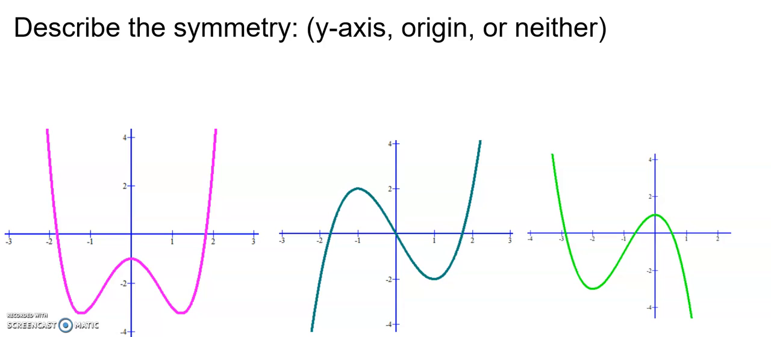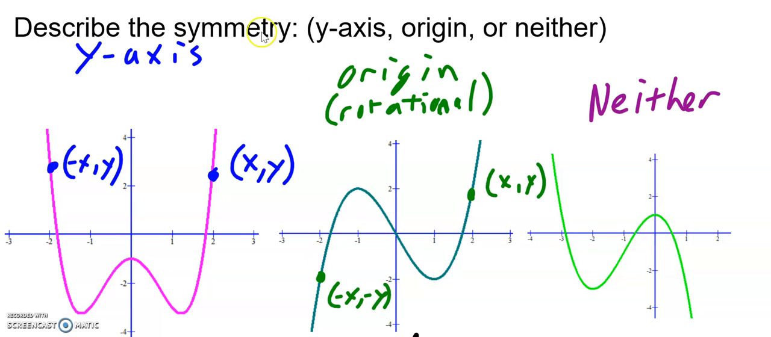So let's try to identify symmetry. Take a minute, pause the video, and identify for each one of these graphs, does it have y-axis symmetry, origin symmetry, or neither? Neither would be, it doesn't have either type of symmetry. So pause the video, see if you can identify that, unpause when you're ready to check.